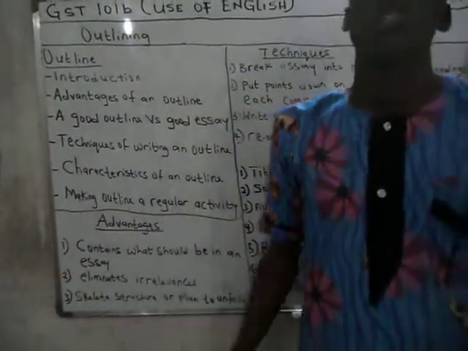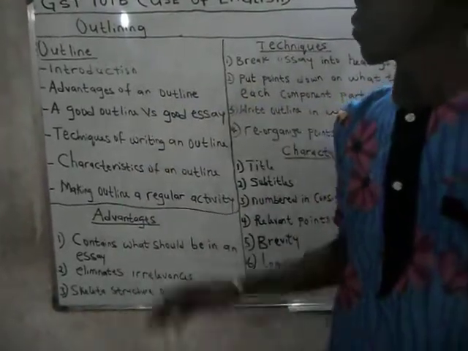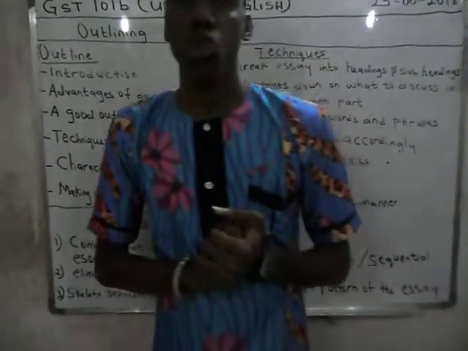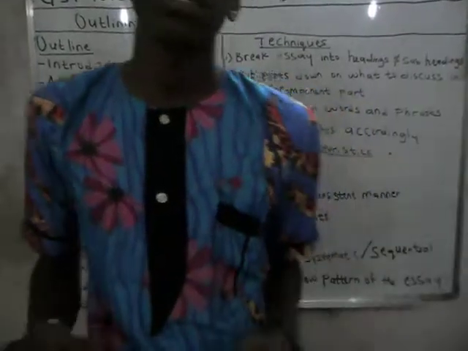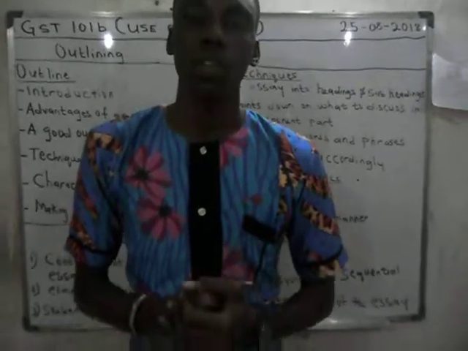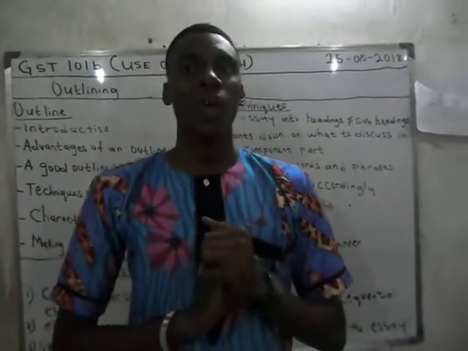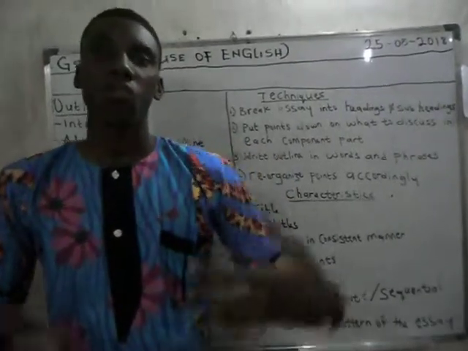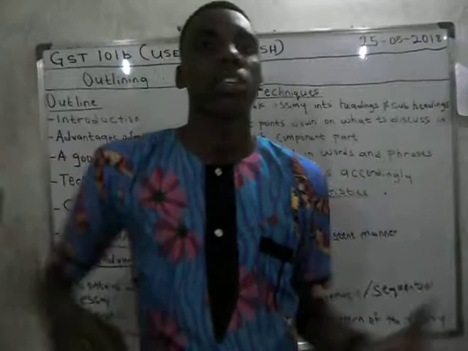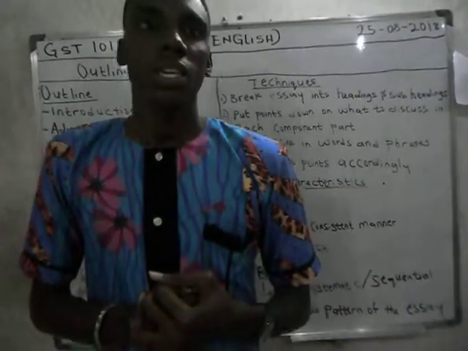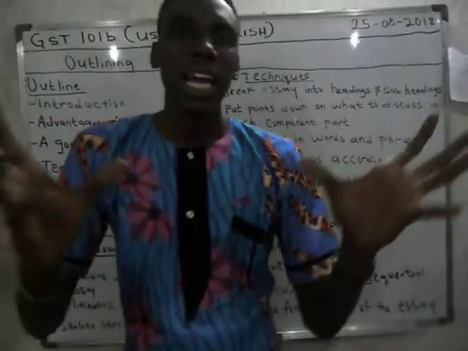In our previous class, we talked about essay writing and choosing an essay topic. Now, as essay writing is as important to a student in any university or higher institution of learning, outlining is also very necessary and very important. An outline is just a plan. It is a plan for writing a full-blown essay. Without an outline, an essay cannot be written. An outline is just a plan.